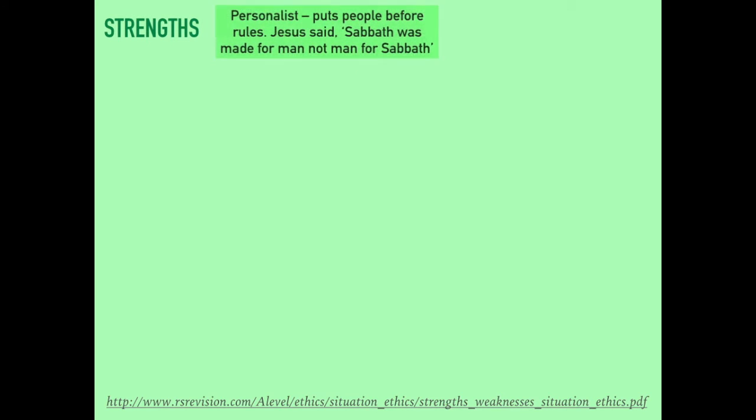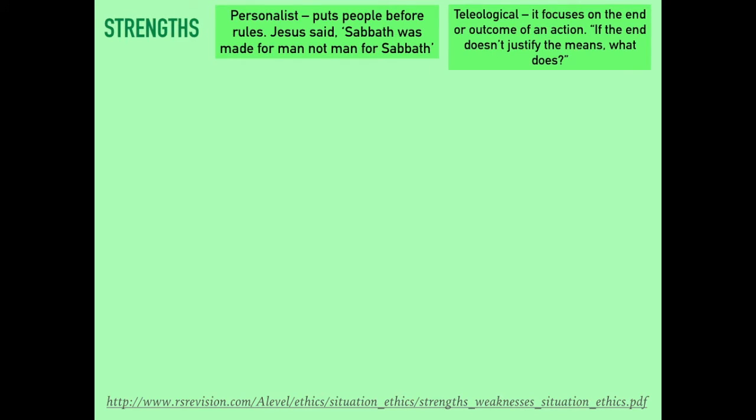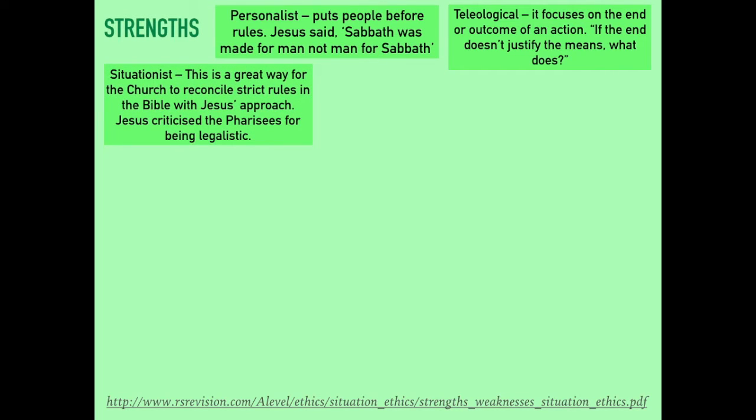And the first thing is that situation ethics is a personalist theory that cares more about people than it does about rules. It focuses on bringing about positive outcomes. It's teleological in focus. And that means that it's an ethical theory that actually improves the world. Also, it's situationist, fairly obviously from the name, and this seems to be appropriate given that this looks like it's Jesus's approach in the New Testament.